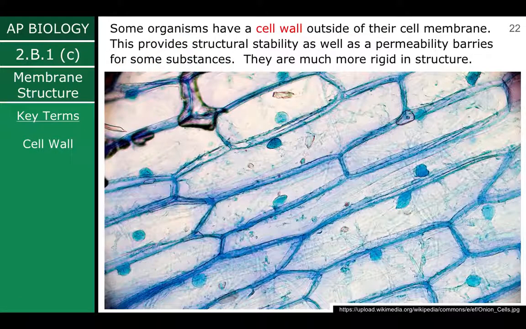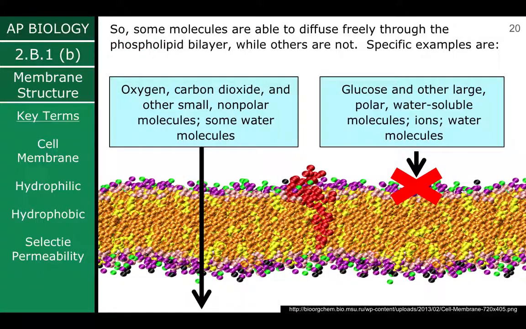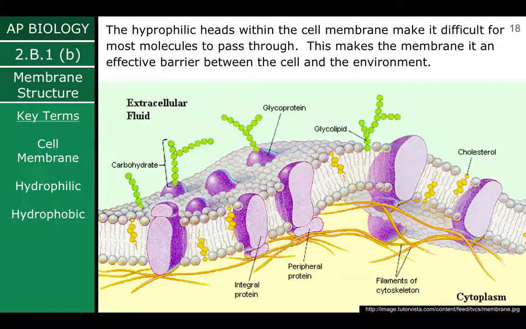And then lastly, just understanding, let me go back to a good image here, that eukaryotic cells have the cell membrane. It's a phospholipid bilayer made with hydrophilic heads, hydrophobic tails, double layer, selectively permeable. That is our main structure of our cell membrane.